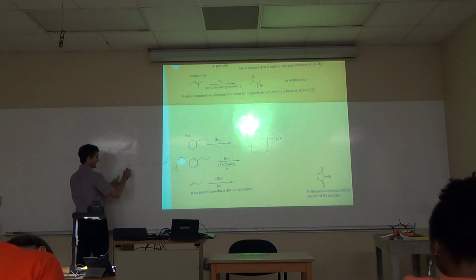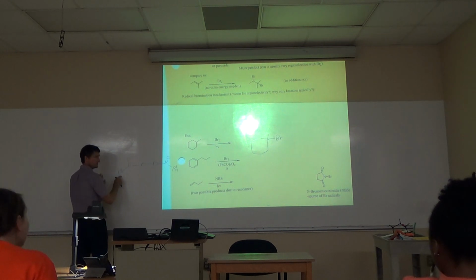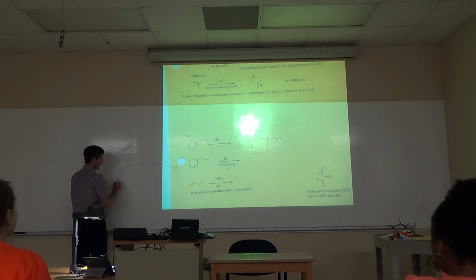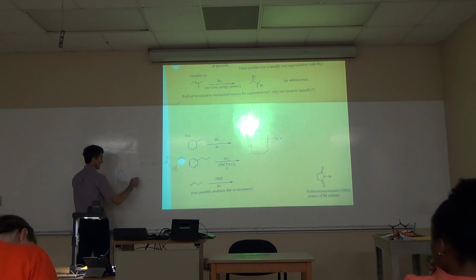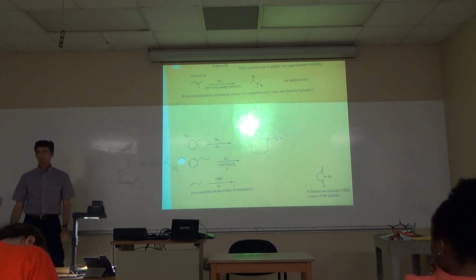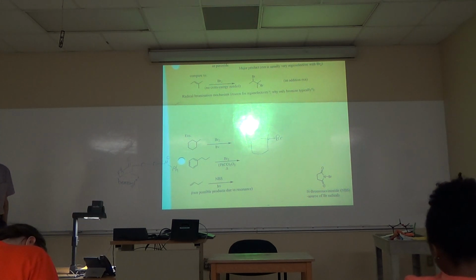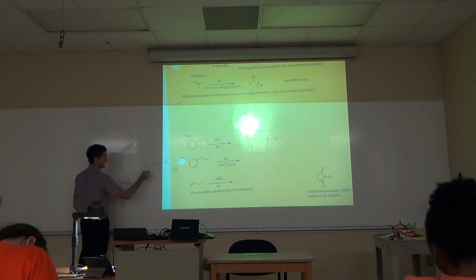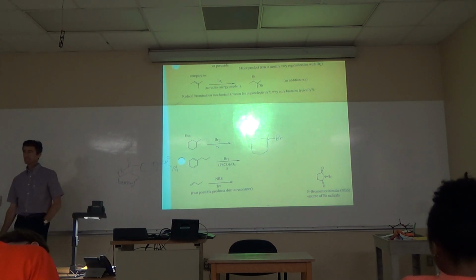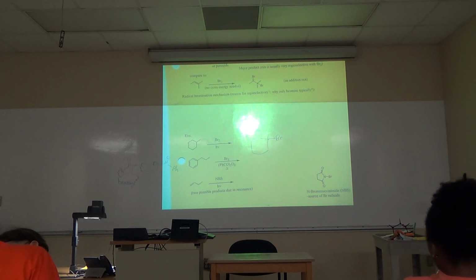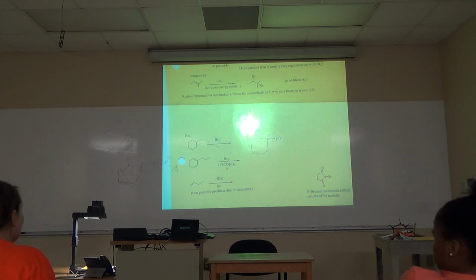The carbonyl phenyl, anybody know the name of this group together? Benzene bonded to a carbonyl. It's called a benzoyl group. This is a peroxide, right? O-O is peroxide. What's the name of this peroxide? Benzoyl peroxide.